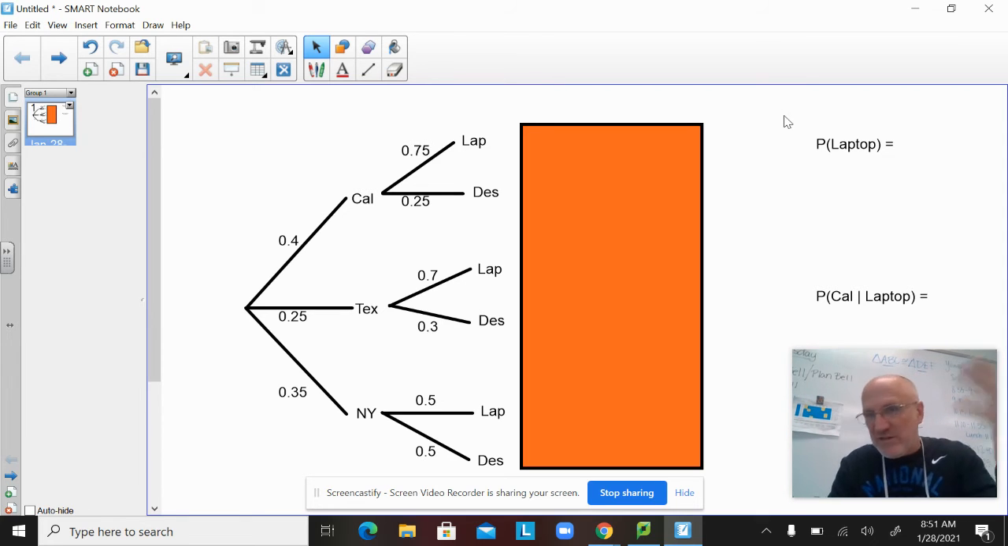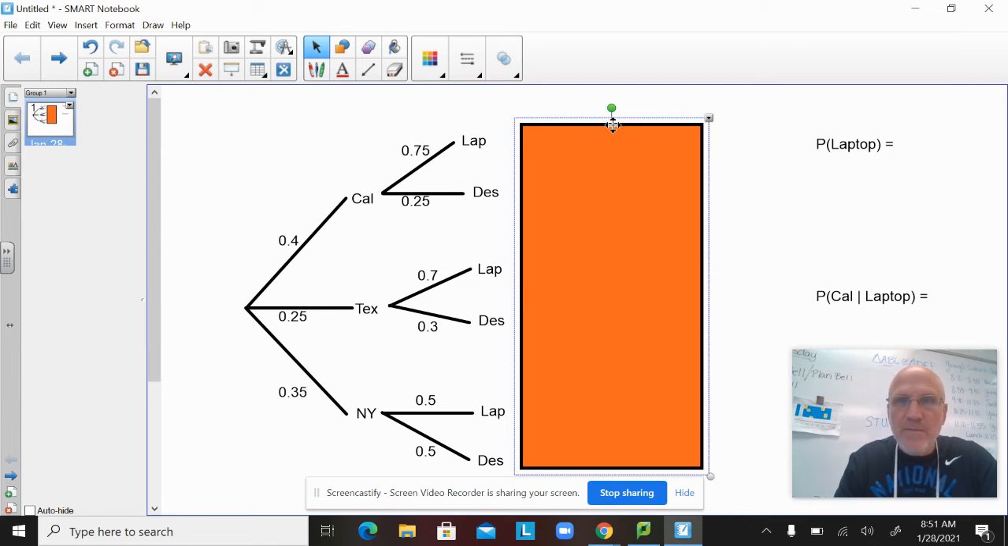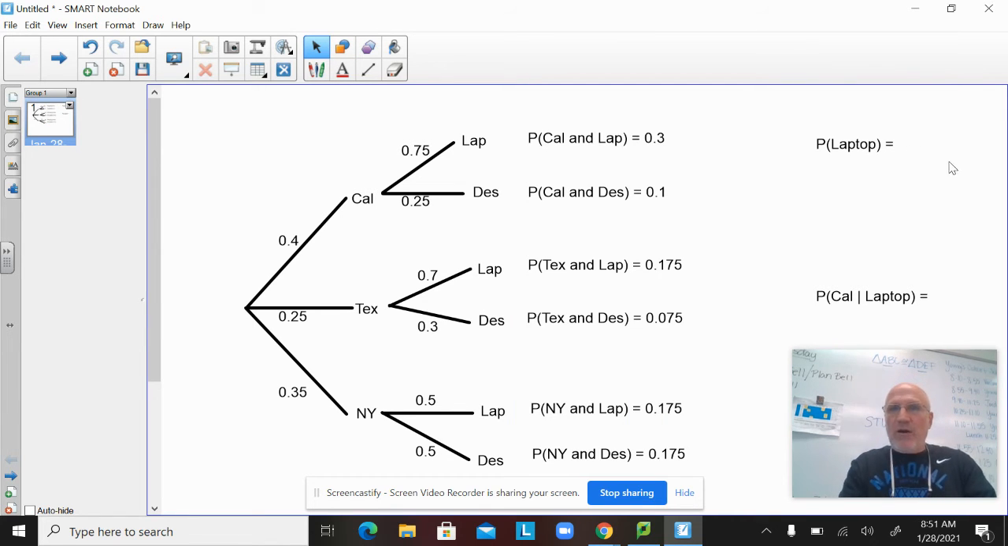I can find the probability of this and this by multiplying the probabilities. And again, to save us the trouble and the time during this video, I did the math already. It is right there. So I have 6 possibilities. Either a computer is California and laptop, or California and desktop, or Texas and laptop, or Texas and desktop, or New York and laptop, or New York and desktop.